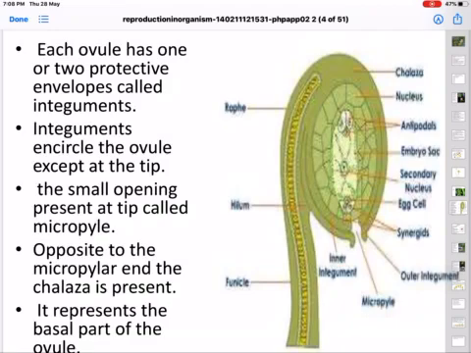Integuments encircle the ovule except at the tip. The small opening present at the tip is called micropyle. See in the diagram, micropyle, which is the small opening at the bottom. Opposite to the micropyle end is the chalazal end, the top one. Look at the top, chalazal end. It represents the basal part of the ovule. So you got two ends in this, micropylar end and chalazal end. And within the structure, you got antipodals, egg cell, secondary nucleus, and synergids.